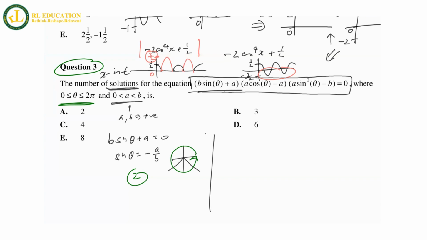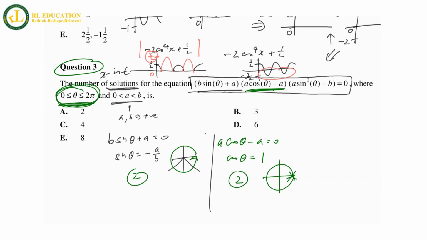And then after that, I use a different color. This one: cosine theta minus a equals 0. So cos theta equals 1. When cosine equals 1, like this, you need to look at this information. This is inclusive, 0 and 2 pi inclusive. So I rotate from 0 to 2 pi inclusive. How many answers do I get here? 2 again. Make sense? If I change this to 0, this becomes none.